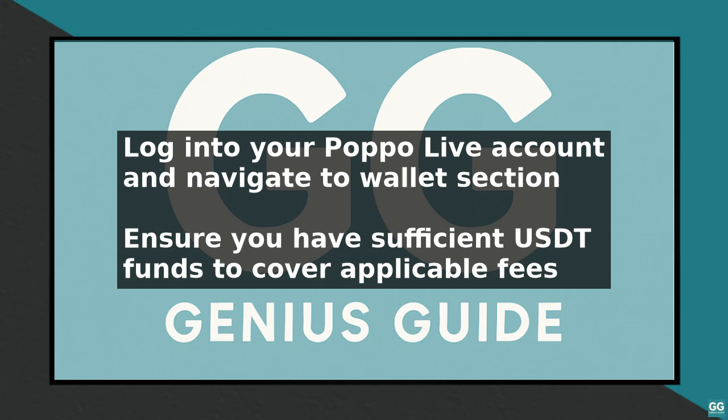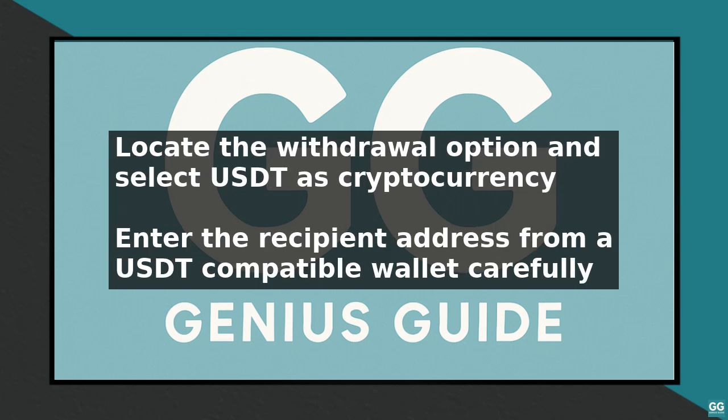Next, locate the withdrawal option, usually found within the Wallet or Balance section, and select USDT as the cryptocurrency you wish to withdraw. You will then be prompted to enter the recipient address where you want to send the USDT. This address should be from a wallet that supports USDT, such as a personal digital wallet or another exchange. Carefully enter the recipient address, as transactions cannot be reversed.